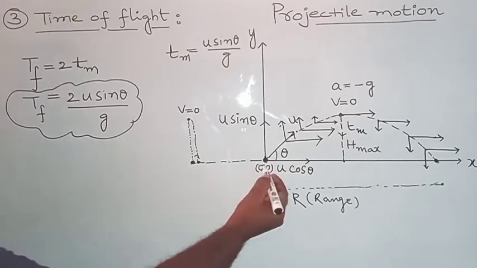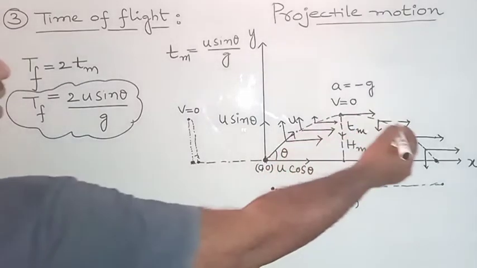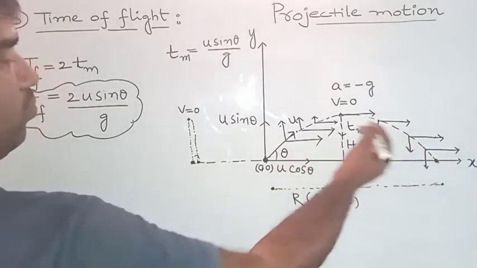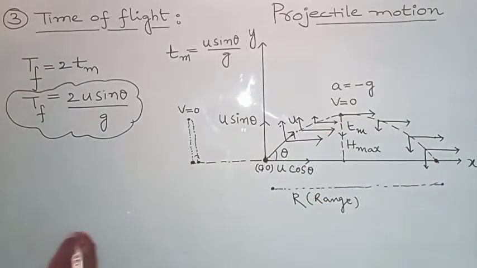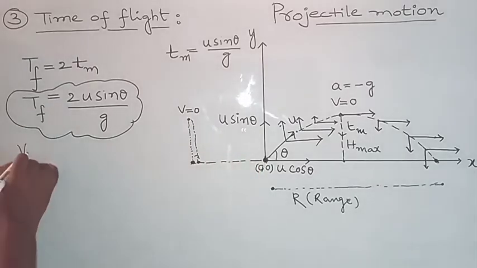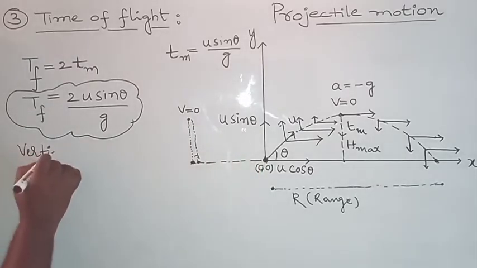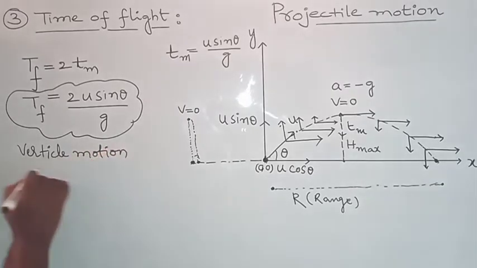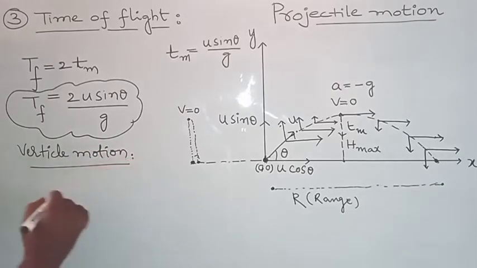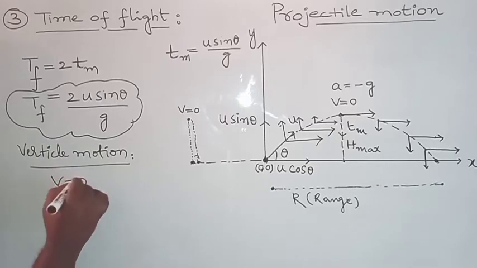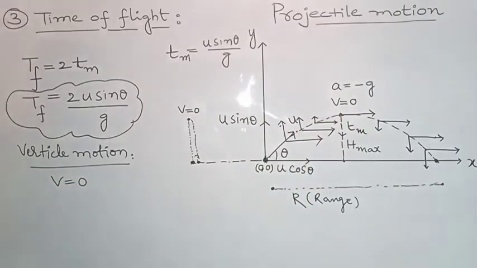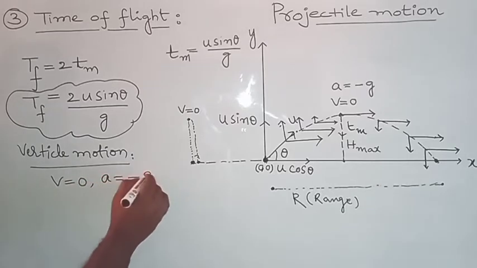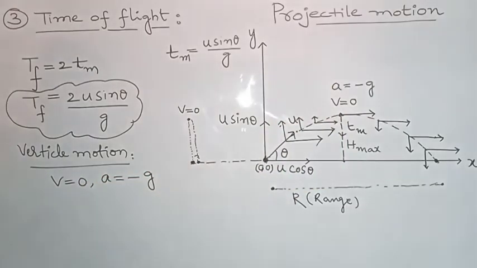For vertical motion, it is projected from here and finally reaches here. In between, how much time is taken by the particle? For that, take the vertical motion. In the vertical motion, at maximum height, velocity is 0. And acceleration due to gravity a is minus g. It is acting in the downward direction.